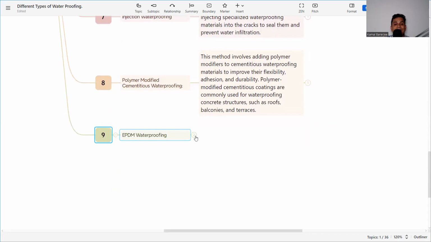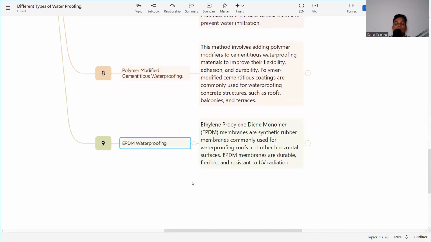Another type is EPDM waterproofing. This is also very commonly used. EPDM is ethylene propylene diene monomer, and that is the main component. Ethylene propylene diene monomer membranes are synthetic rubber membranes commonly used for waterproofing roofs and other horizontal surfaces. EPDM membranes are durable, flexible, and resistant to UV radiation. They are also environmentally friendly. EPDM waterproofing is commonly and widely used in construction.